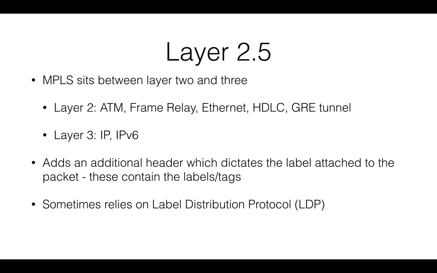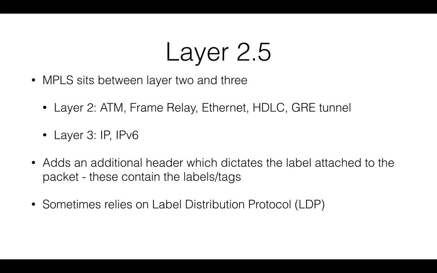Now, MPLS is sometimes referred to as a layer 2.5 technology, meaning it sits between layers 2 and 3 of the OSI model. In layer 2, where we dealt purely with Ethernet frames, we had things like ATM, frame relay, Ethernet, Cisco's HDLC, and GRE tunnels. And in layer 3, we had IPv4 and IPv6.